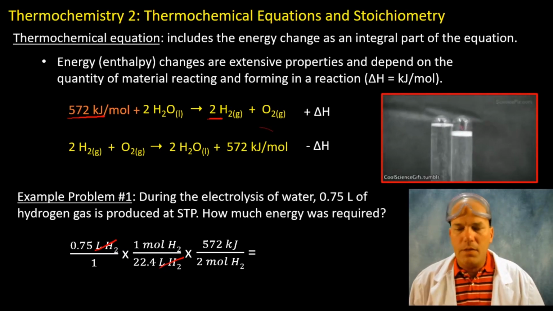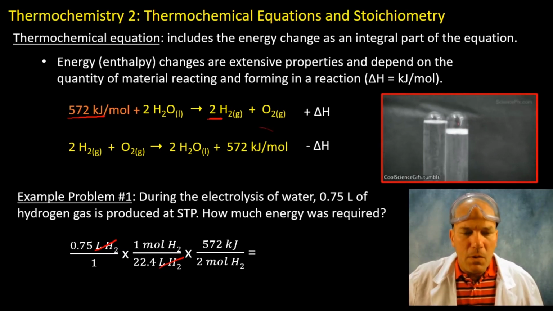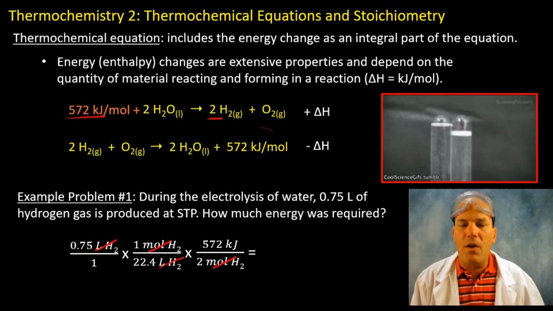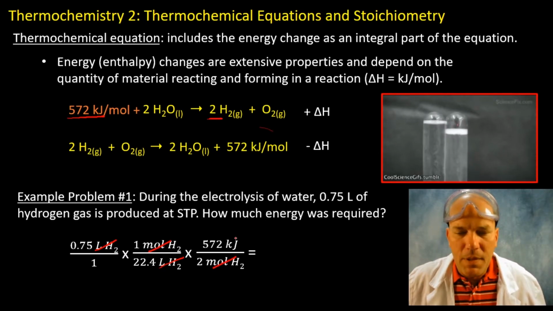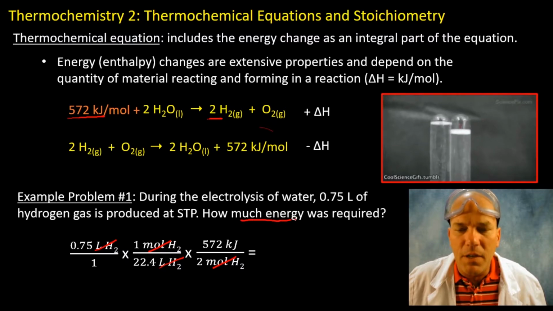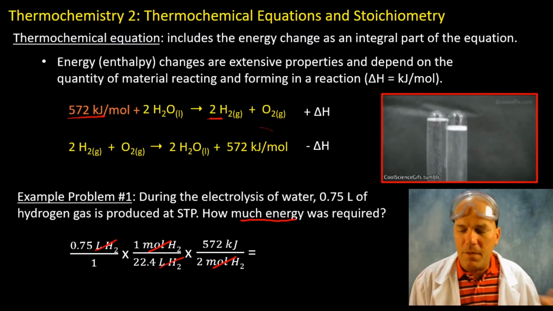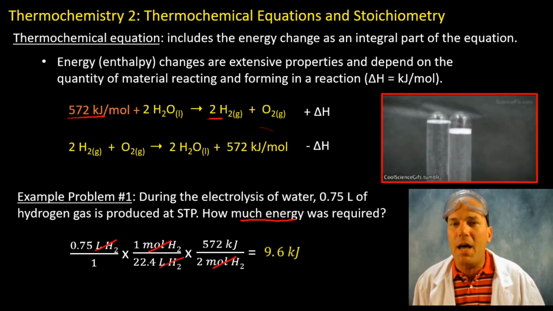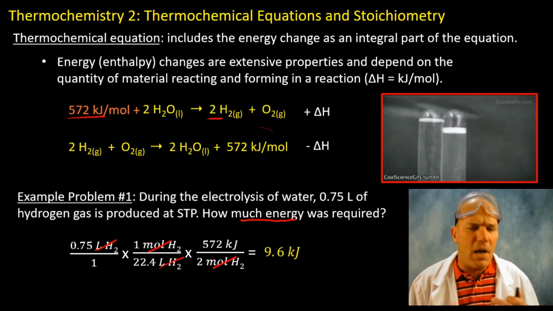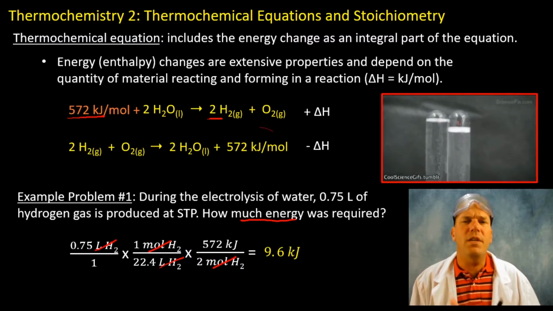All right. So now we have our moles of hydrogen factored out, and we're ending with energy, and we're asked for energy. That means we can multiply everything on top and divide that quantity by everything on the bottom to get an answer of 9.6 kilojoules of energy.